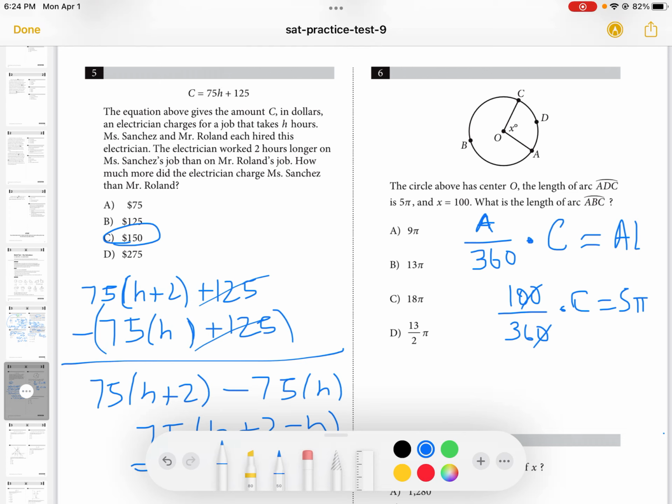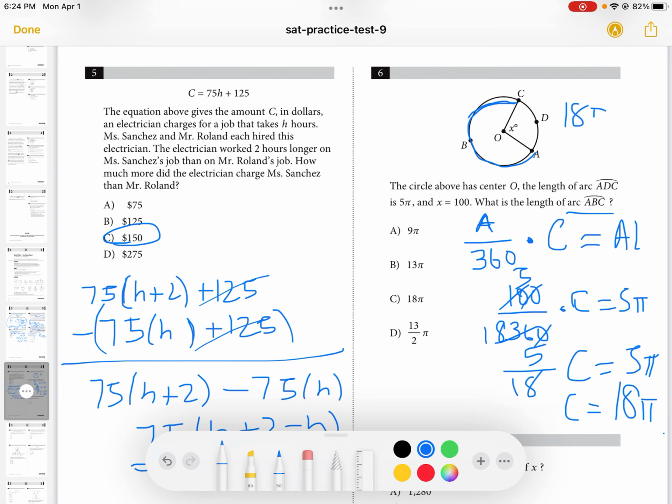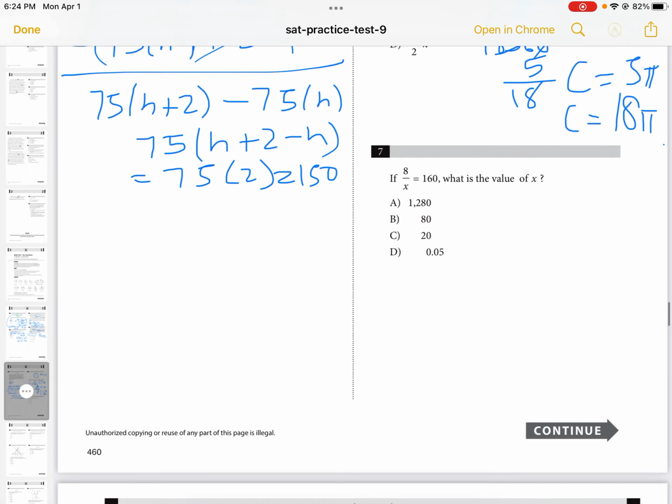So the zeros cancel. This will be a 5. That can be an 18. So 5/18 C is equal to 5 pi. So C is equal to 18 pi. And we're just asked for the length of arc ABC. So this arc, or in other words, what's left. So what's left is the circumference minus the arc length. 18 pi minus 5 pi, that's 13 pi. We can move on to the next question.